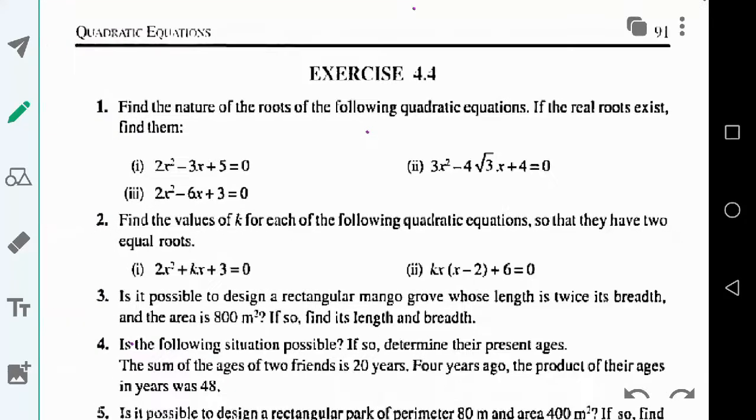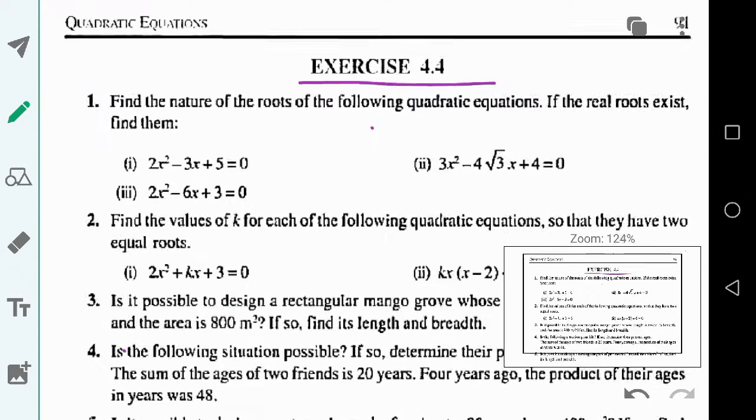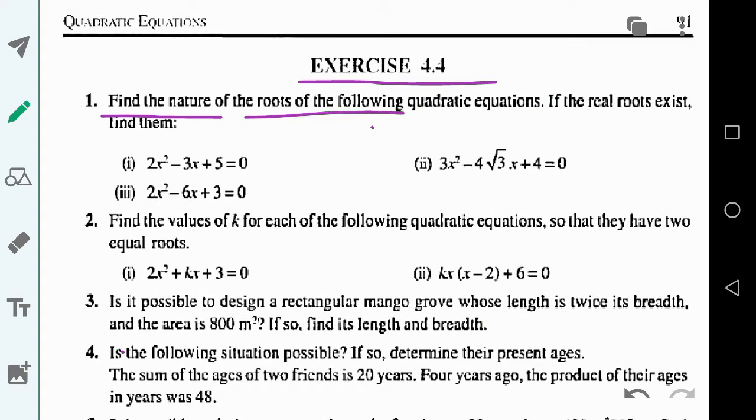In this video, we are going to solve the problems of exercise 4.4 of the NCERT textbook of mathematics, class 10. In the first question, find the nature of the roots of the following quadratic equations. If real roots exist, find them. First we need to determine the nature of the roots of the equations given in question number 1. If real roots exist, then we need to find them.